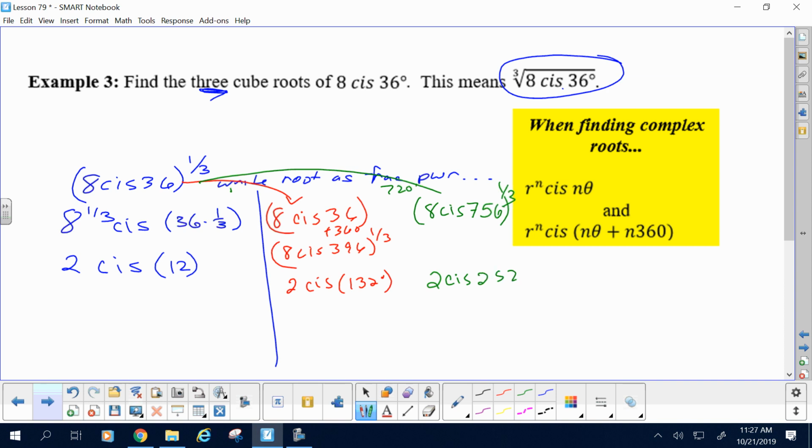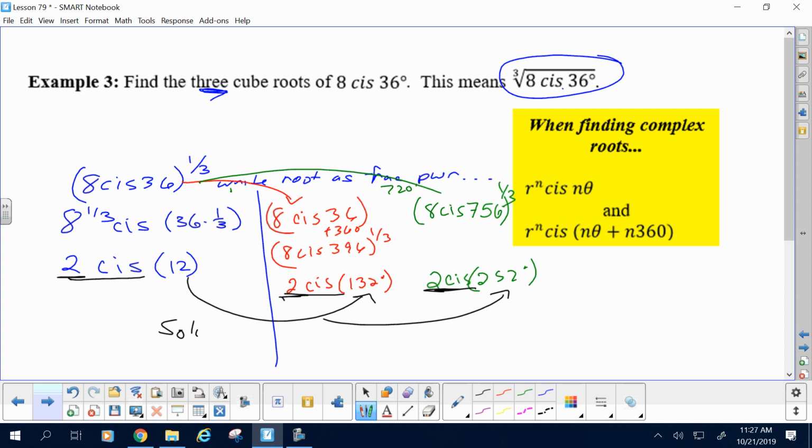252. Now, that's a little gross, but there's a bit of a shortcut here. Instead of doing this 396 and 756 idea, we could shorten this up and say, if you look at all 3 solutions, all of them have the same 2 cosine i sine. That's not difficult, right? So we're all good there. We don't have to redo that every time. What do you notice about all the solutions?